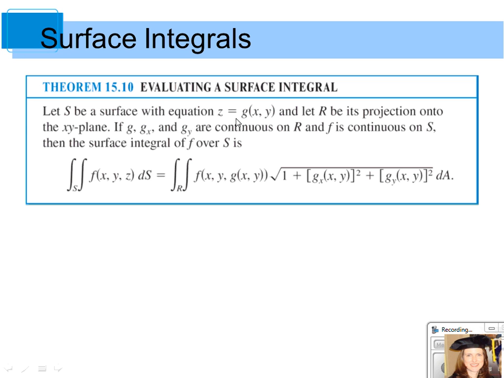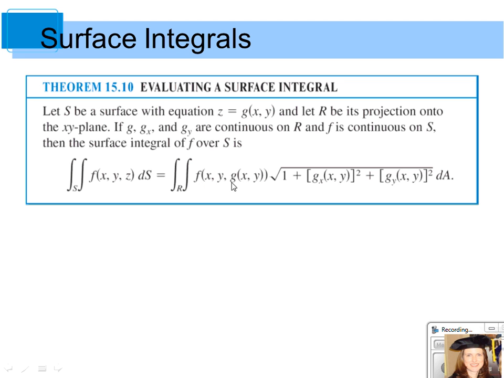S is the surface with an equation z equals some function of x and y, g of x, y, and we project that surface onto the xy plane. We use partial derivatives to evaluate the surface integral. You'll notice the double integral with the S to represent the surface. It is a capital S, and the differential S at the end of the integral. This is translated to a double integral where R is the region where the surface is projected onto the xy plane. So your bounds of integration are determined by the projection of that region.